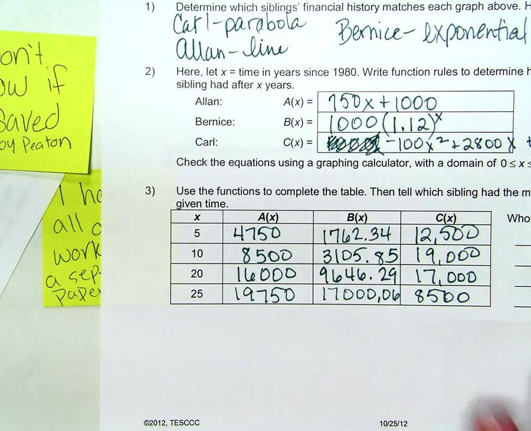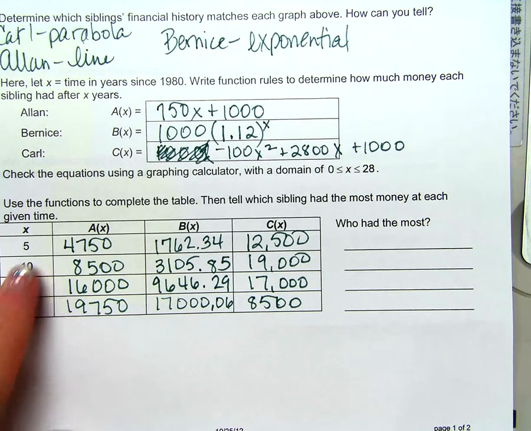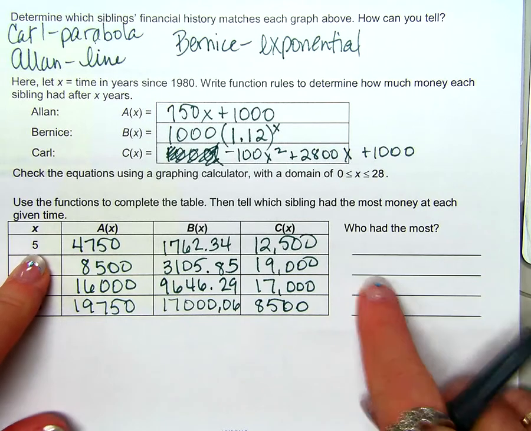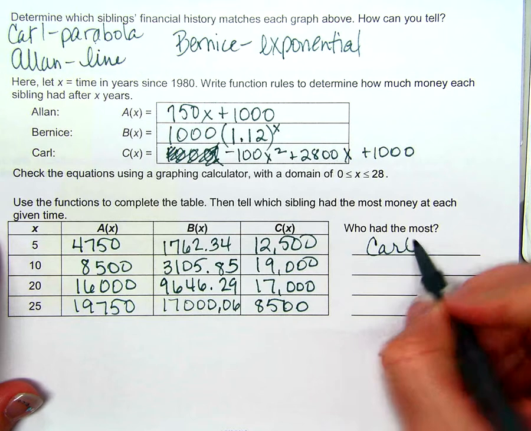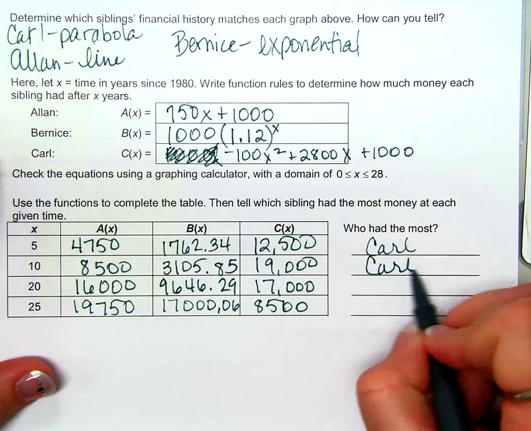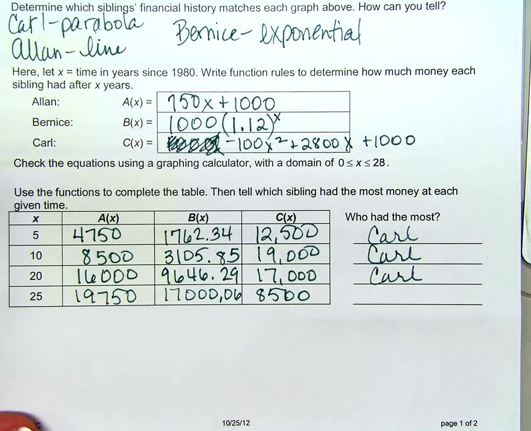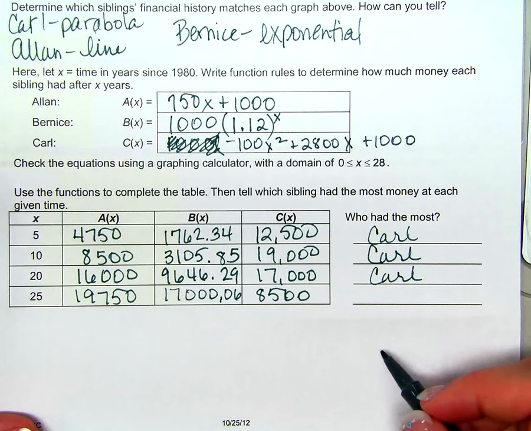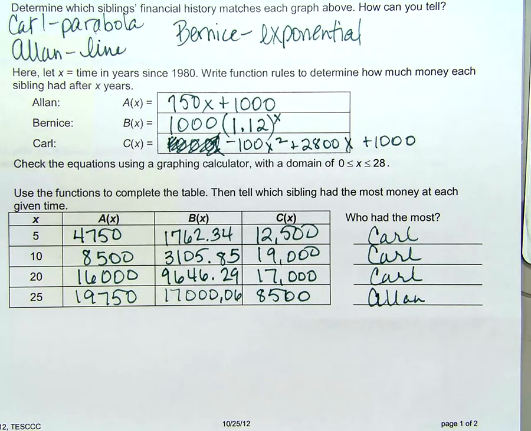So who has the most? Depends which time. I mean the first time. When x is 5, after 5 years, who has the most? Carl. After 10 years, who has the most? Carl. After 20 years, who has the most? Carl. After 25 years, who has the most? Oh, not Carl anymore. Who has the most? Ellen. Steve. I love that one.